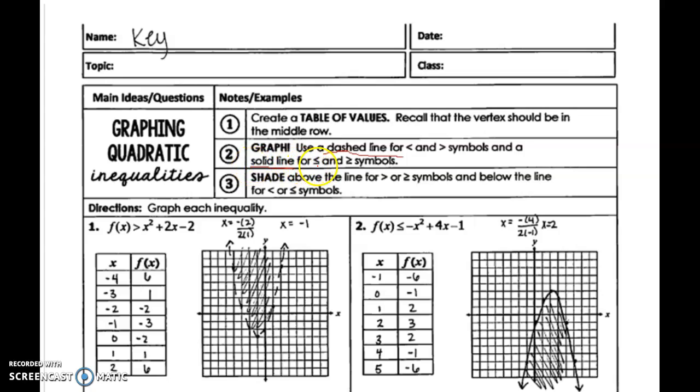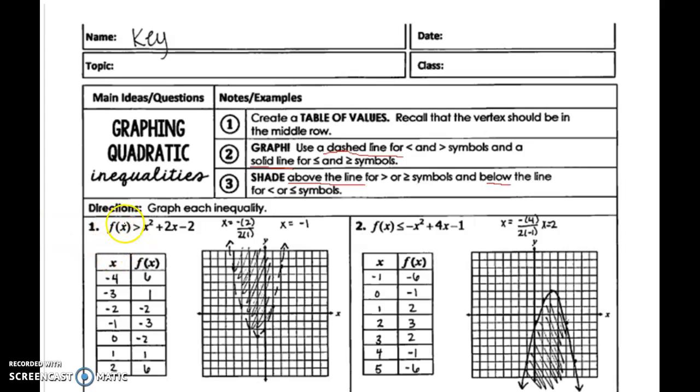And I use the solid line for less than or equal to or greater than or equal to. Then I shade above the line or the graph for greater than or equal to, or below the line for less than or equal to. The process hasn't really changed that much, so I'm going to go through one example, maybe two.